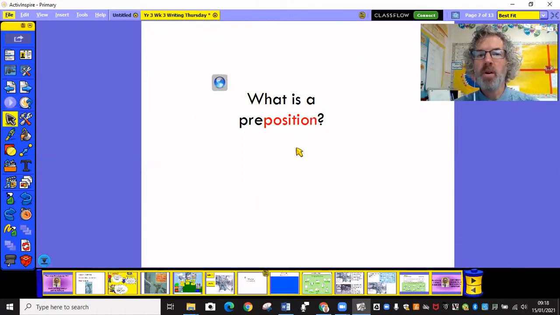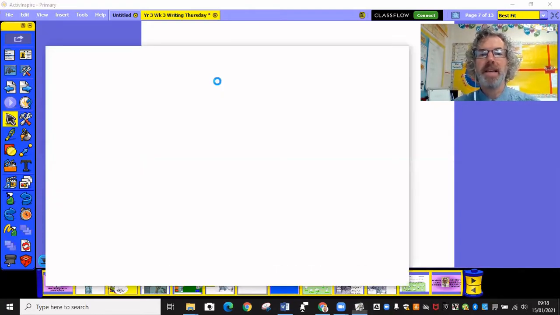So let's explore what a preposition is. Well, here's the word preposition, and you can see I've highlighted in red the word position because that's the one that we're particularly looking at today. But prepositions aren't just about place. Let's watch a video that helps explain more.